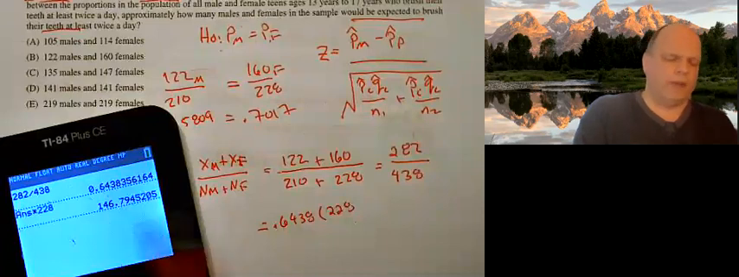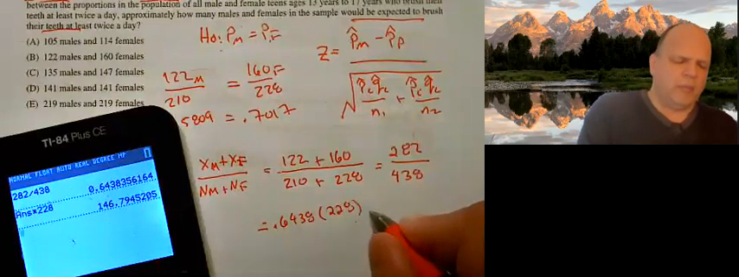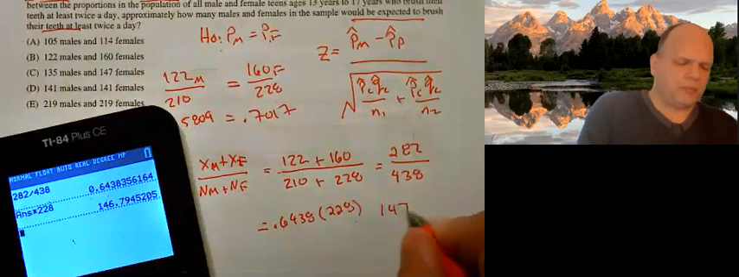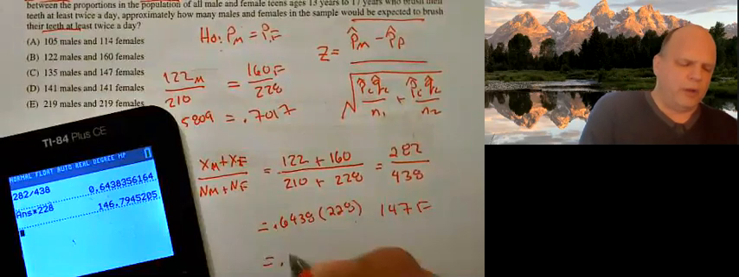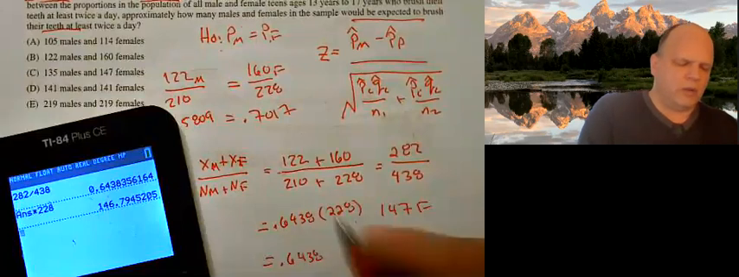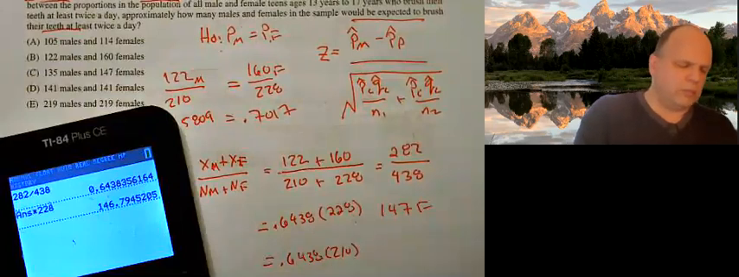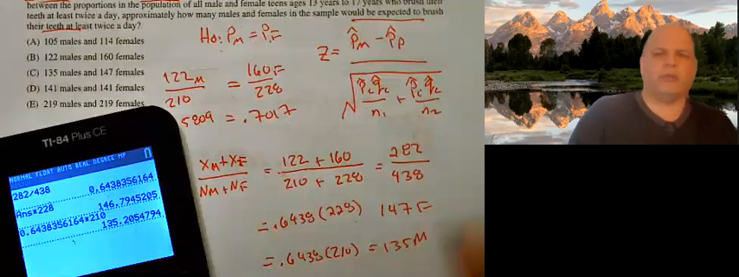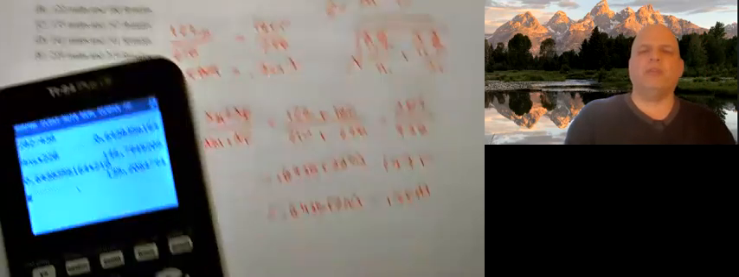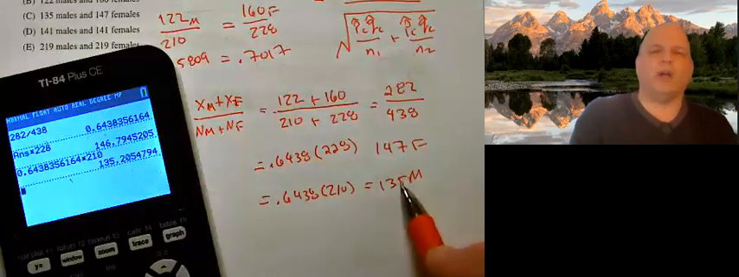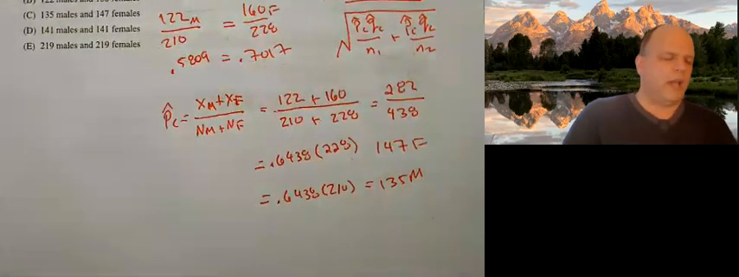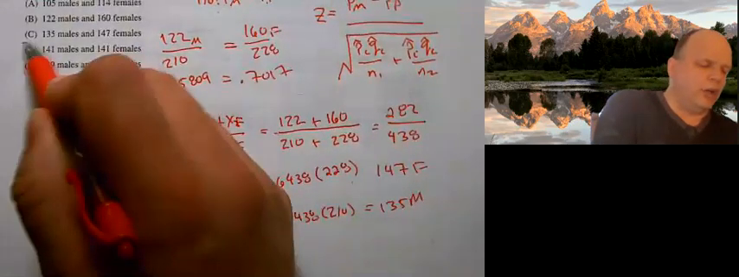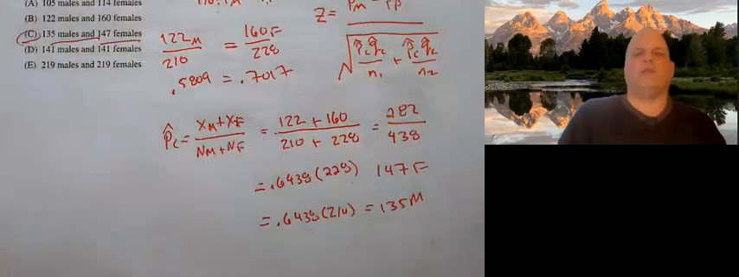We can't have a part female, so we're going to say about 147 females. And for the males, 0.6438 times the 210 males, and so we would expect there to be about 135 males. So our best answer is 147 females and 135 males. And that answer ends up being C, 135 males and 147 females.